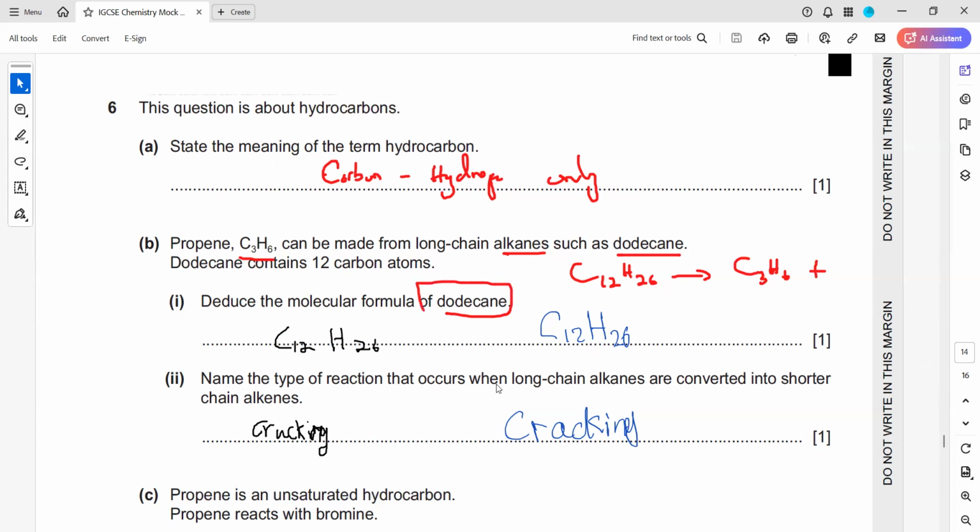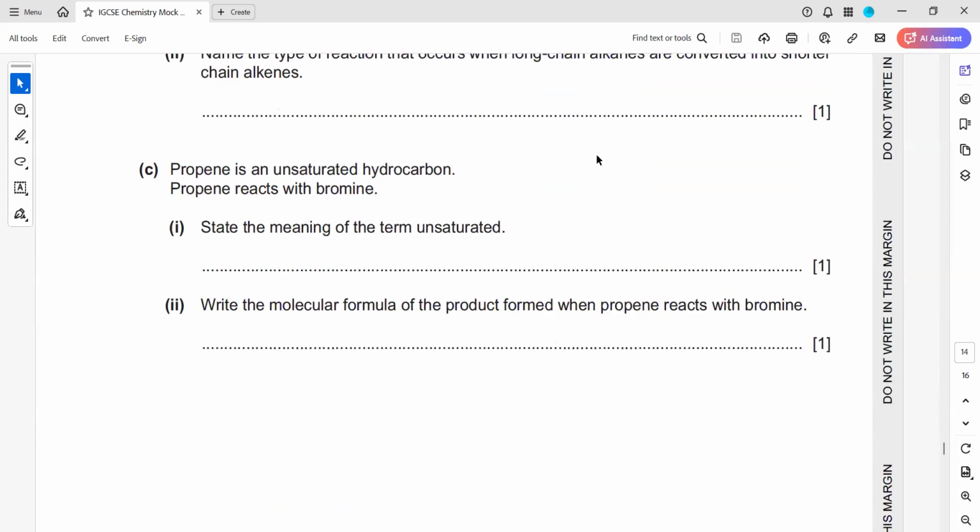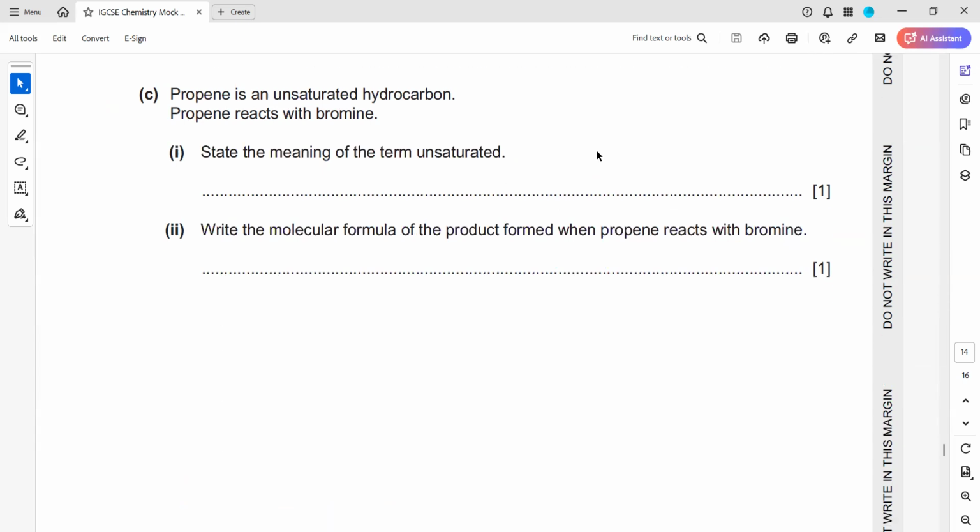Name the type of reaction. We call that cracking. Then propene is an unsaturated hydrocarbon. Propene reacts with the bromine. State the meaning of the term unsaturated. Unsaturated in an organic compound means it contains a carbon-carbon double bond.